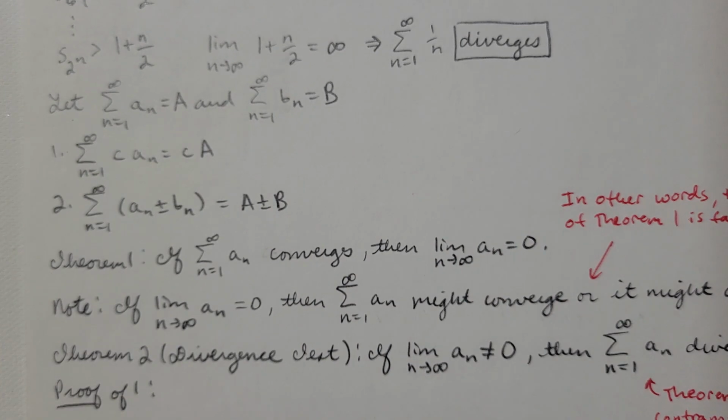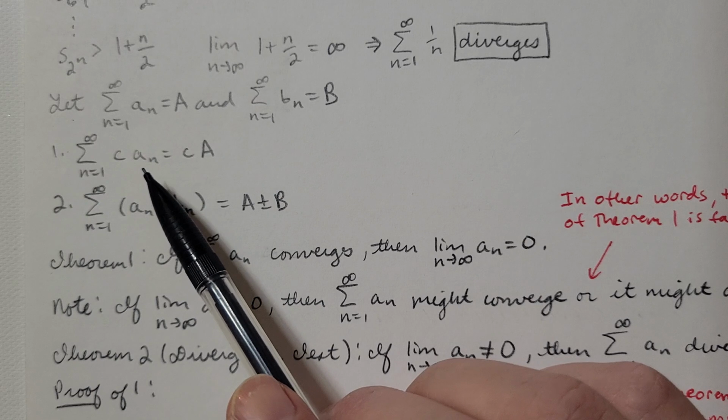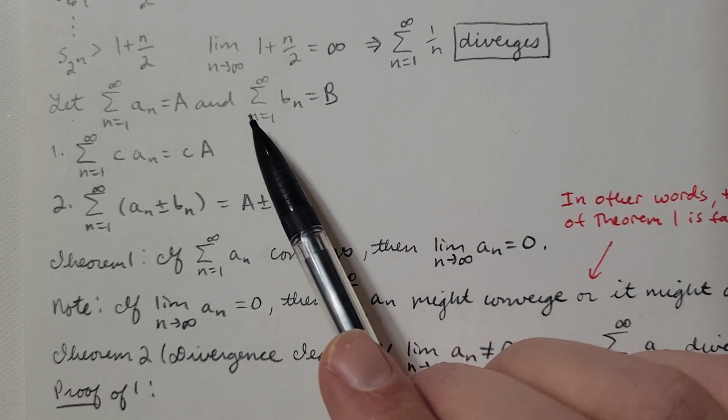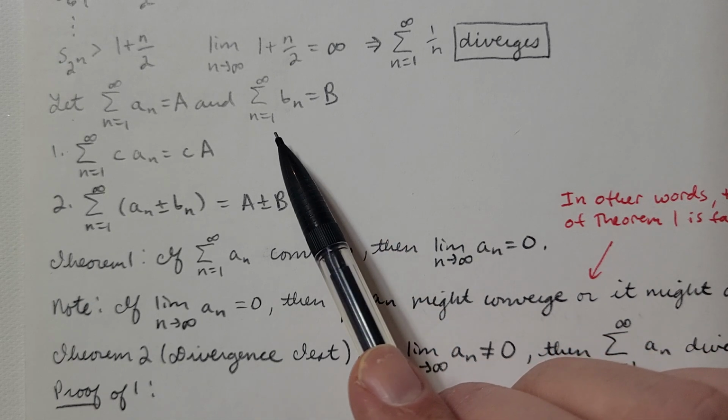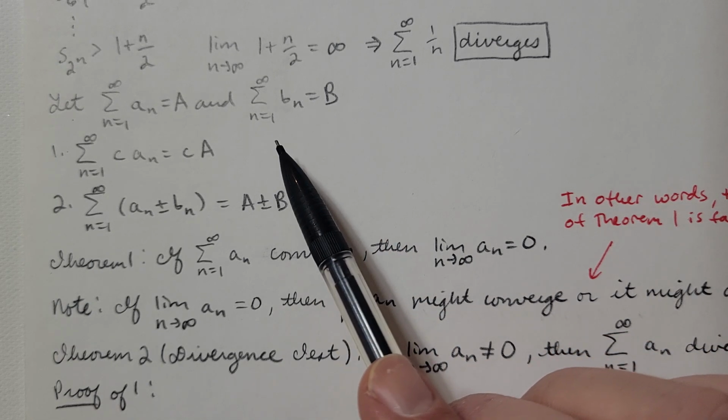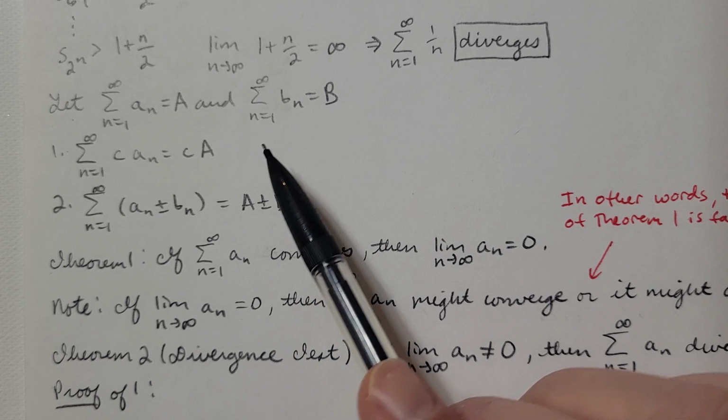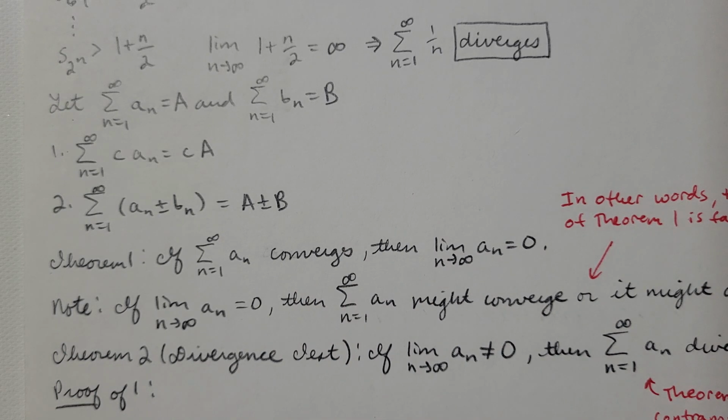Here's a statement next. Let the summation as n equals 1 to infinity of a sub n be equal to a, and the summation as n equals 1 to infinity of b sub n equal b. So I've got two series, and they do exist, so you're not going to get infinity or negative infinity.